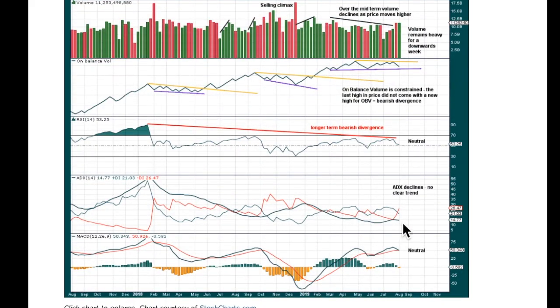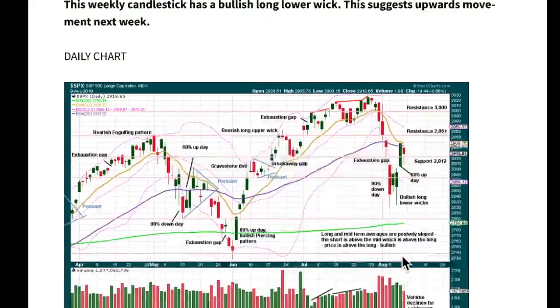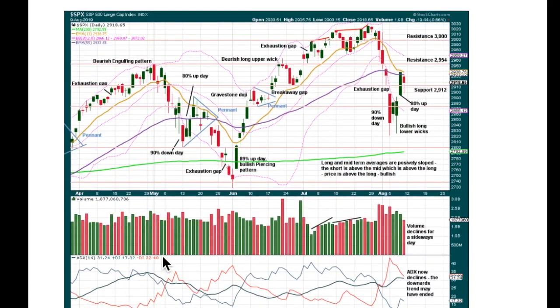ADX is declining again. The DX lines have been whipsawing somewhat for a while now, and MACD is neutral at the weekly chart level. What about the daily chart? Here's that strong drop, and the last day down to the low was a 90% down day.